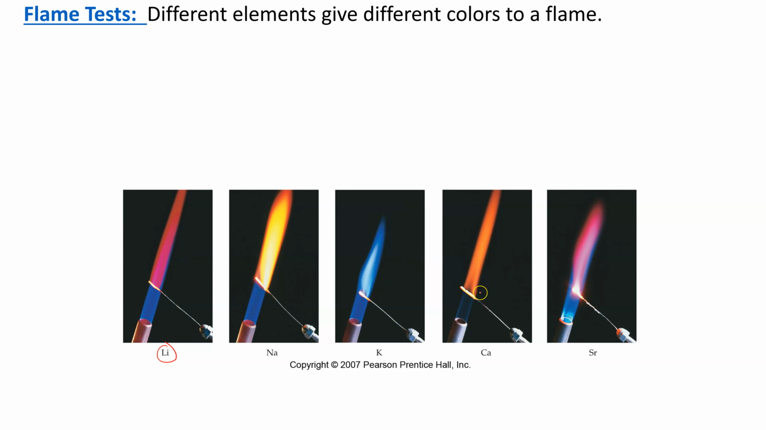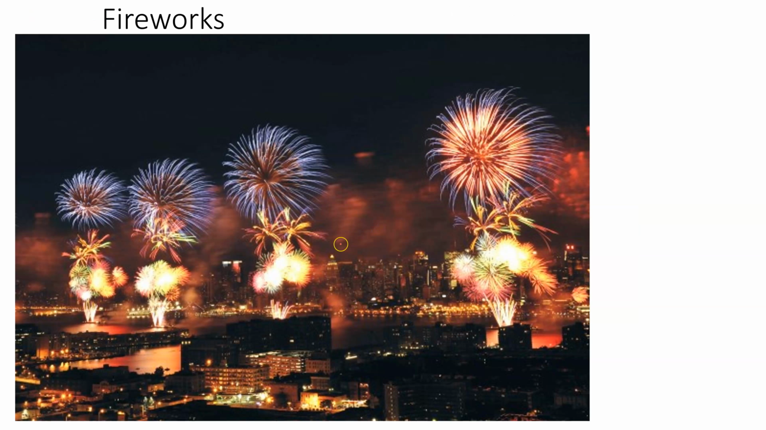Potassium produces a bluish color, calcium orangish, and strontium looks like a violet color or magenta. That's how we identify elements as well. It's not as accurate as the emission spectrum, but it's another option. And in case you're wondering why it's that important, fireworks.